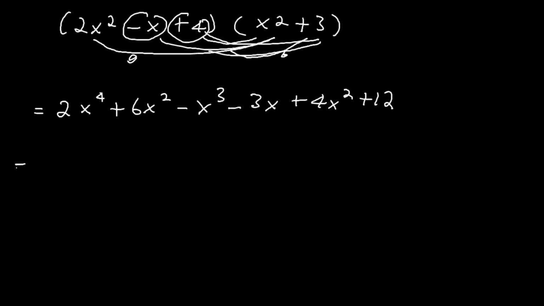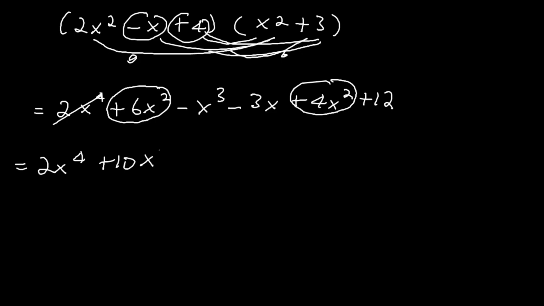Now let's look out for like terms. So this one we don't have any like terms. Let's look out for the same variable and the same exponent, x squared and x squared over here. Now let's add 6 plus 4, which will be 10x to the second power. Whenever we add or subtract, we keep the variable and the exponent the same.